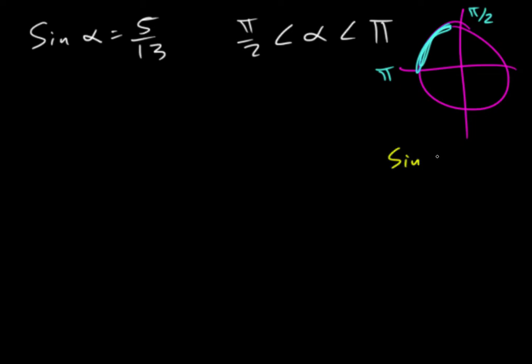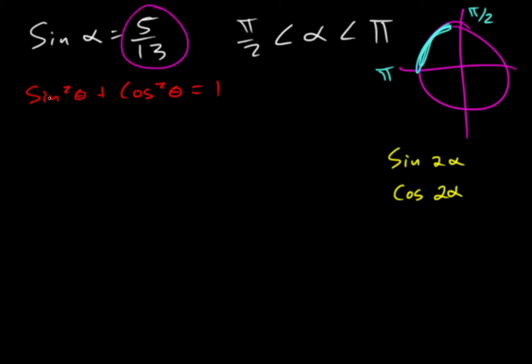So they want us to find sine of 2 alpha and cosine of 2 alpha, but we need a cosine value first. So we're going to use the Pythagorean identity, which is this, and then we're going to plug this in for the sine right here. So we get 5/13 squared plus cosine squared. I'll change it to an alpha because that's what we're doing. Okay, we square the top and the bottom. We get 25 over 169.